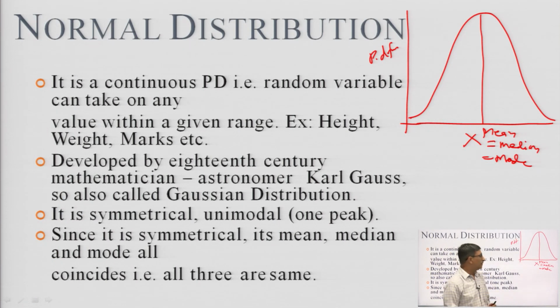The next characteristic is that the tails of this normal probability distribution curve never touch the x axis, because if it touches the x axis it means the random variable has value 0, but that is not possible. The probability of any event cannot be 0; if the event exists, it will have some probability. So these tails never touch the x axis.